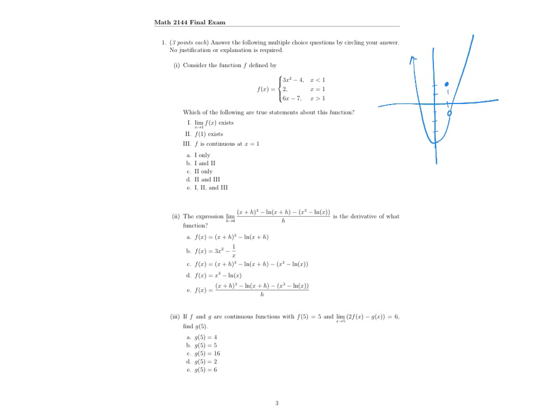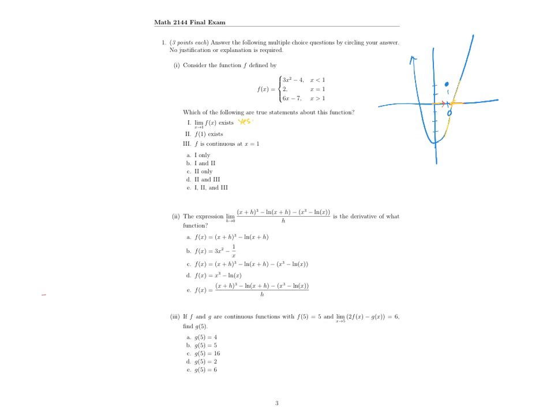Does the limit as x approaches 1 of f of x exist? And so the answer to that is, as I come in from the left and right to this function, what happens to my y values? As I come in from this direction, my y values are getting closer and closer to negative 1. And as I come in from this direction, my y values are getting closer and closer to negative 1. So that limit exists. So this is a yes.